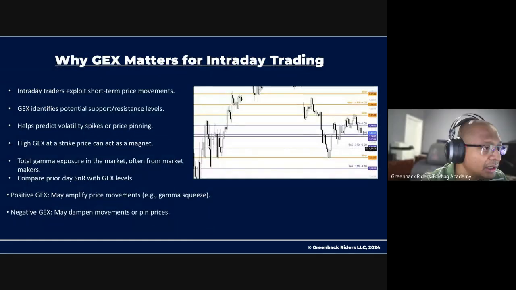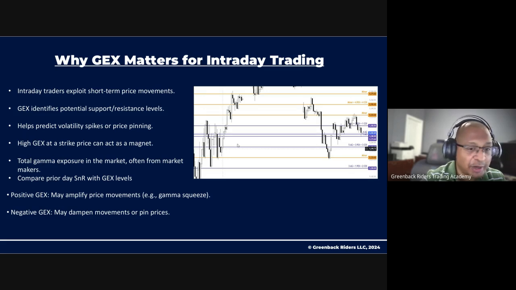Okay. So, why GEX matters for intraday trading. Intraday traders exploit short-term price movements. We all know that. GEX identifies potential support and resistance levels, and helps predict volatility spikes or price pinning. We will talk about pinning. We had this example yesterday. High GEX at a strike price can act as a magnet.